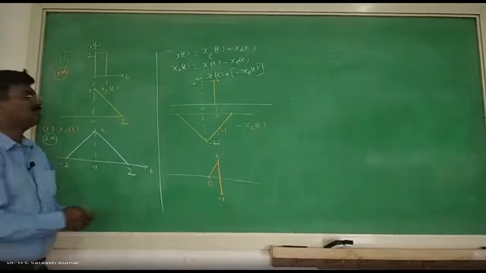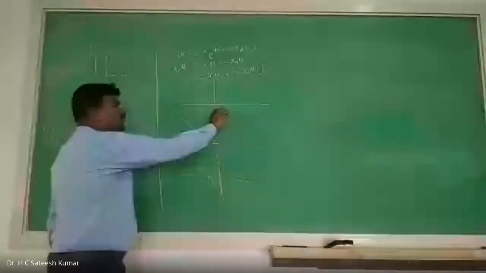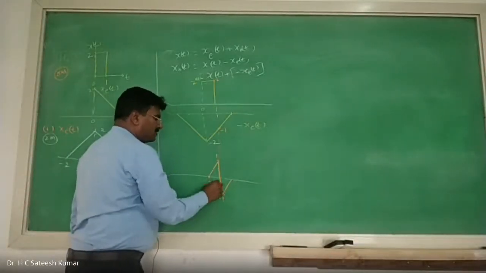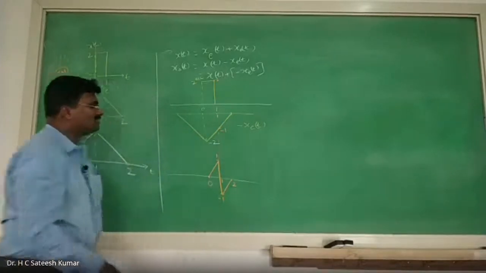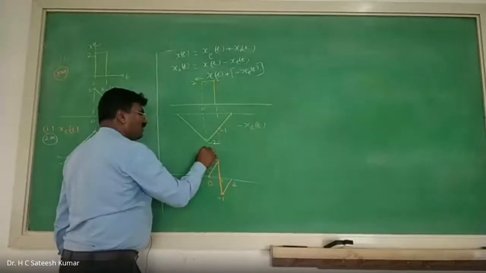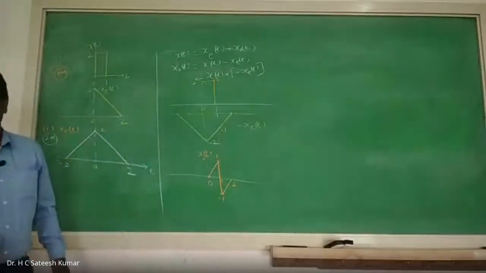Next, 0 plus something is something, no? So something is this much, as it is you paste it. 0, 1, 2. So that's how. That is your xo of t only for right hand side. Left hand side we don't know because we don't know the left hand side portion of the original signal.